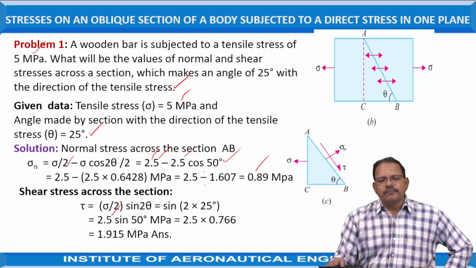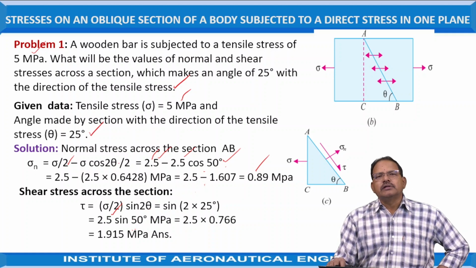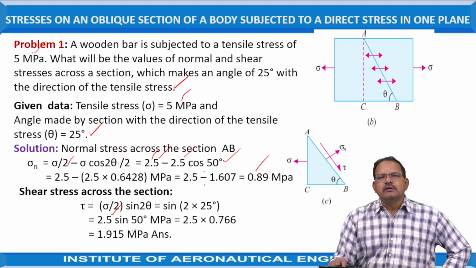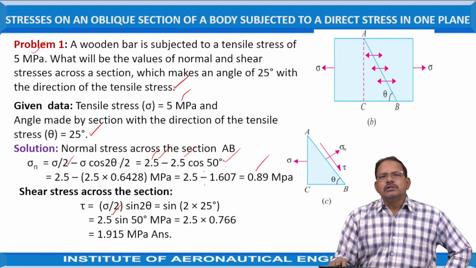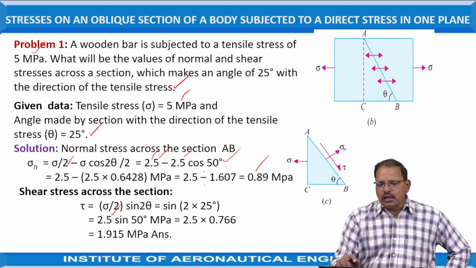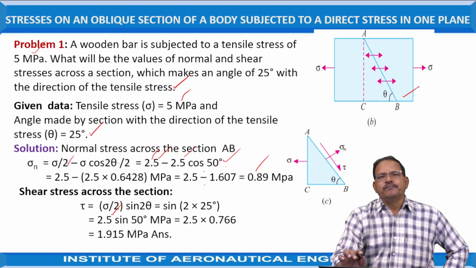In this section we covered the types of stress, the types of planes, what the principal stress is, what the principal plane is, and what stresses are induced when an object is subjected to a single direct tensile stress on an oblique plane making an angle of theta, as shown in this figure.